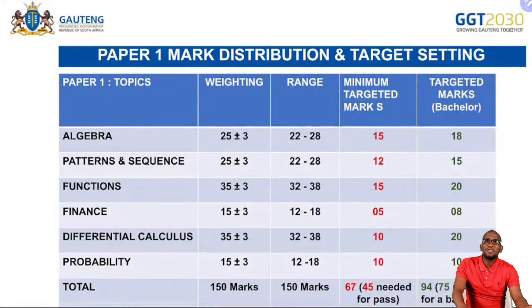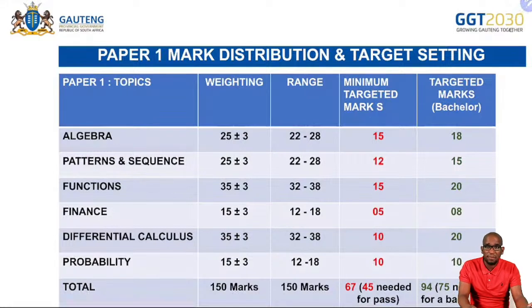To start off with, obviously we're just going to review our targets. We look at the targets that we have set, and we check the minimum target that you need just to get that minimum pass in mathematics paper 1. Remember, it's important to set your own targets and make sure that you reach those targets. When we look at the distribution, you can see that it's algebra, patterns and sequences, functions, finance, differential calculus, as well as probability. And now you can see the weighting as well as the range.